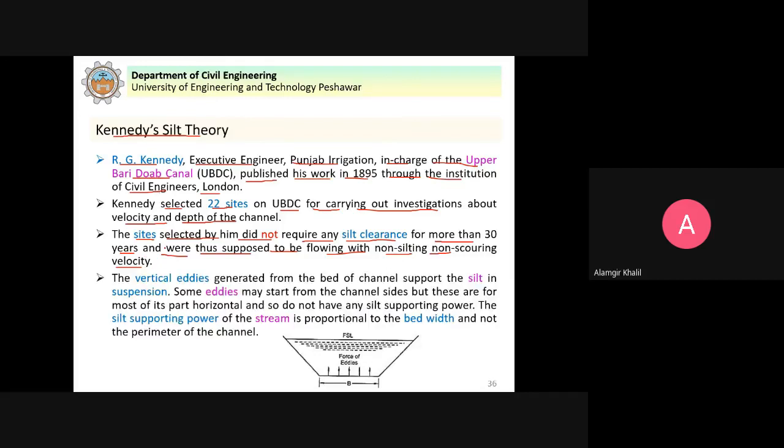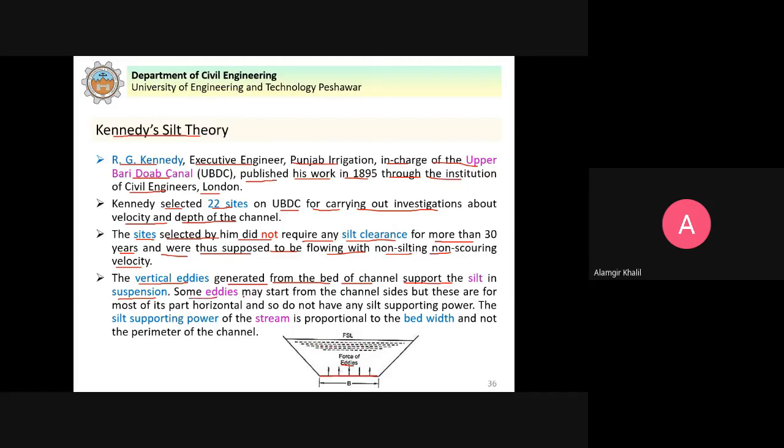According to Kennedy, the vertical eddies generated from the bed of the channel support the silt in suspension. What Kennedy's theory says is that the water is flowing in a channel. Along the bed of the channel, as the water flows, we have an unlined canal, so there will be friction. Because of the friction, these eddies will generate. Clear? And these eddies will keep the silt in the water in suspension. These eddies will not allow this silt to settle down.